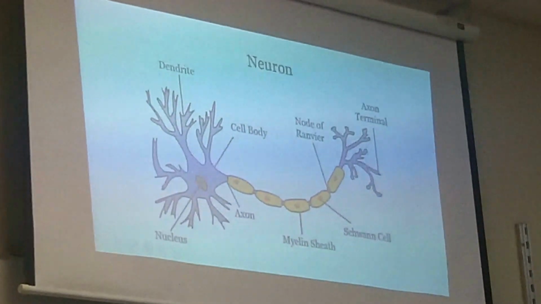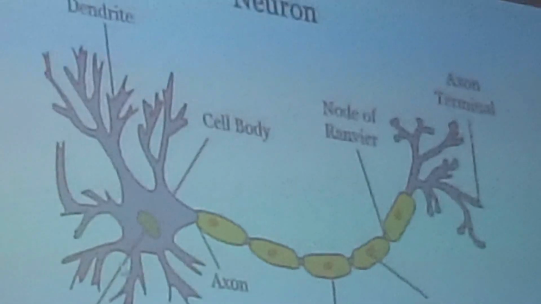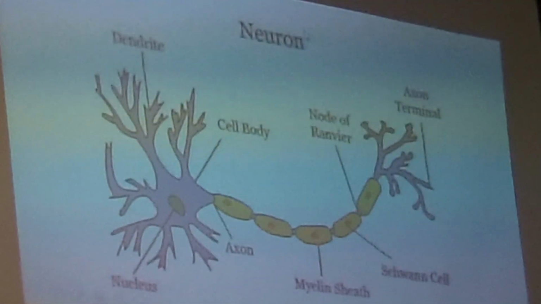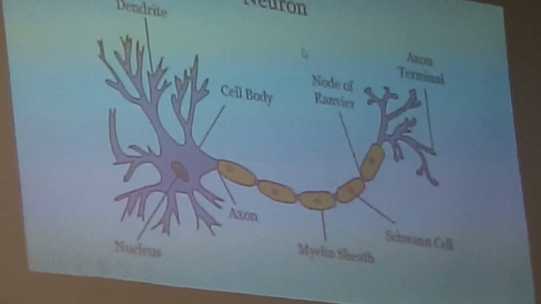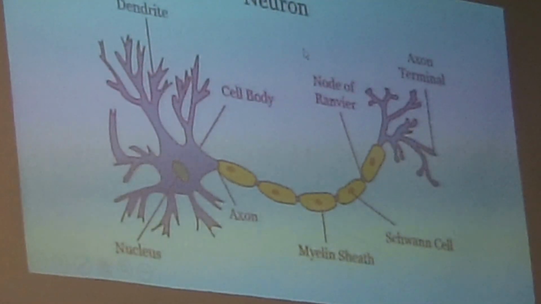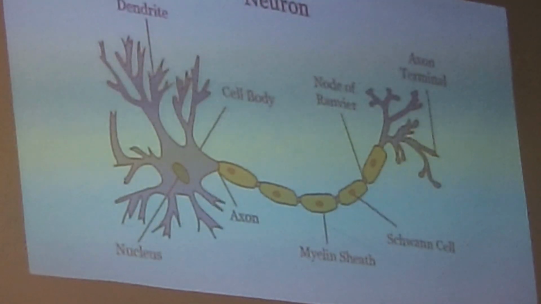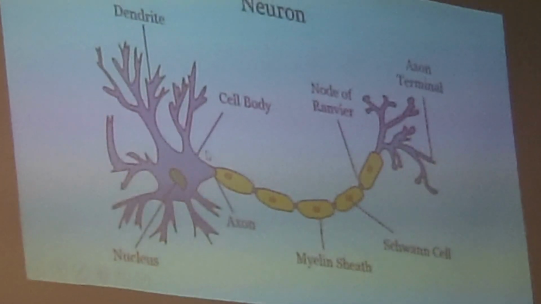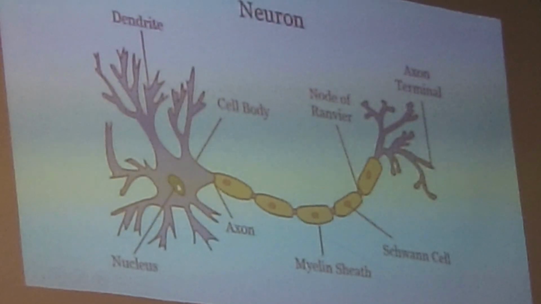This is chapter 51. It's on the nervous system, and the first thing we need to learn is the structure of a nerve cell. A nerve cell is called a neuron. Can you say neuron? Neuron. All at the same time? Neuron.